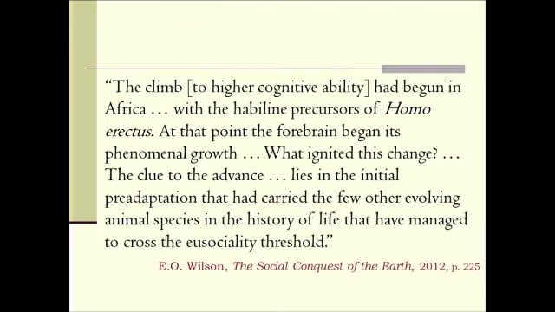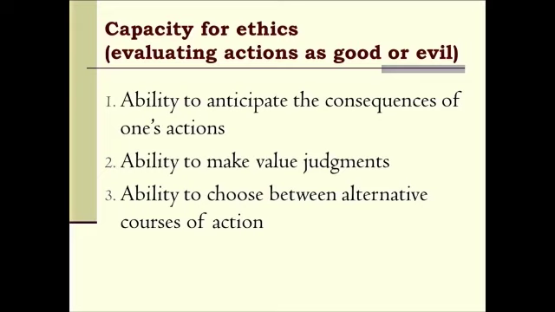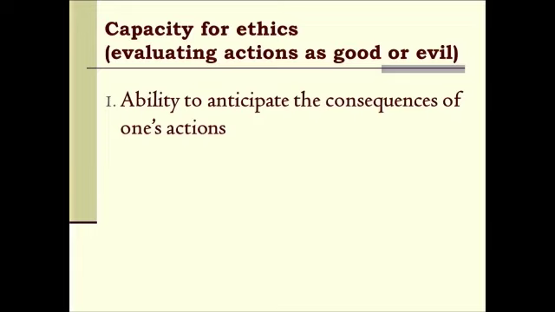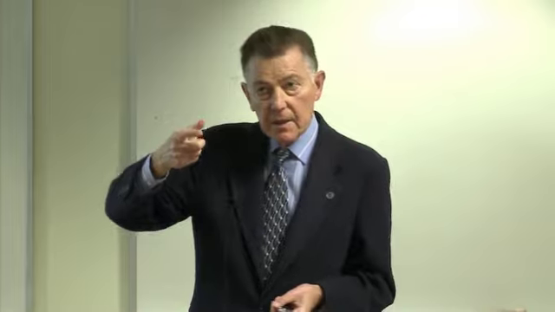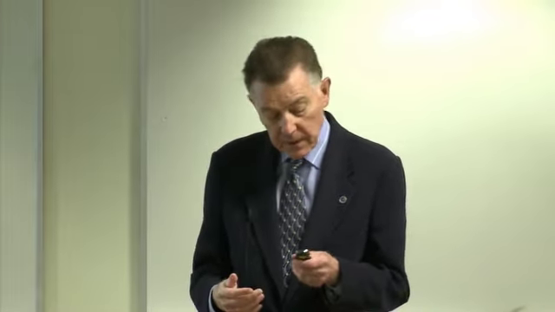First, the ability to anticipate the consequences of our own actions; second, the ability to make value judgments; and third, the ability to choose between alternative courses of action. A few words about each. For there to be morality, we have to be able to anticipate the consequences of our actions. Pulling the trigger is not in itself a moral action. It's a moral action if I know that pulling the trigger is going to shoot the bullet which is going to kill my enemy. The reason the action I make becomes moral is in terms of the consequences that follow. So we need to anticipate the consequences of our own actions. Where does that come from?